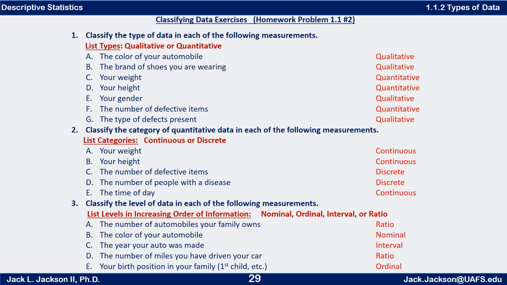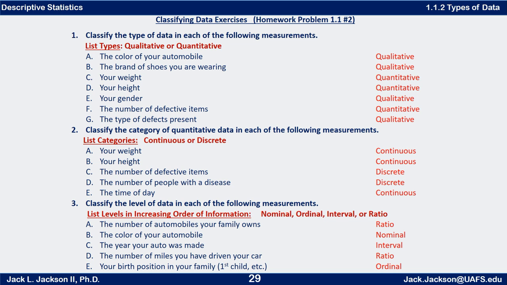Finally, in this third group, we're trying to identify the level as nominal, ordinal, interval, or ratio. The number of automobiles your family owns, that's the highest level, ratio. The color of your automobiles, that's the lowest level, that's just nominal. The year your auto was made is interval. The number of miles you have driven your car is ratio. And the birth position in your family, first child, second child, whatever, that's ordinal.